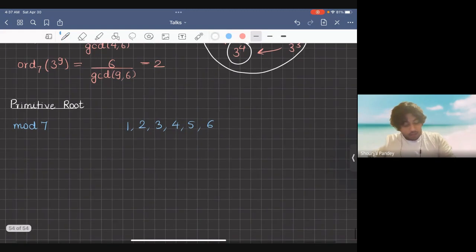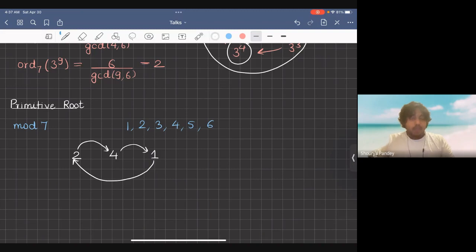And if we start from 2 and keep multiplying by 2, 2 squared is 4, and 4 times 2 is 8, which is 1 mod 7, and then 1 times 2 is 2. So if we start with 2, we don't cover everything, right? We never get to 3, 5, or 6. In fact, the order of 2 mod 7 is 3.